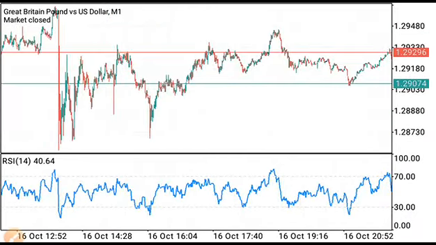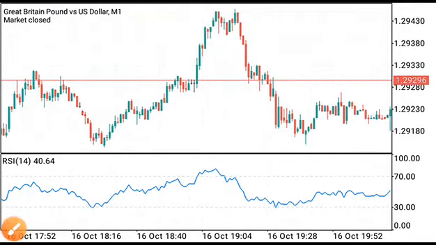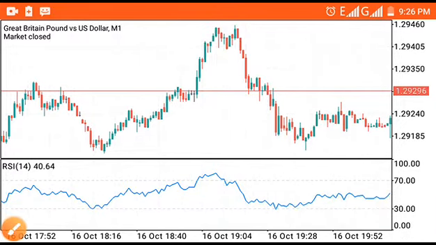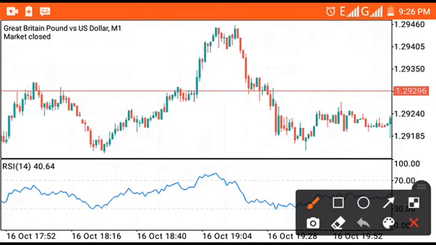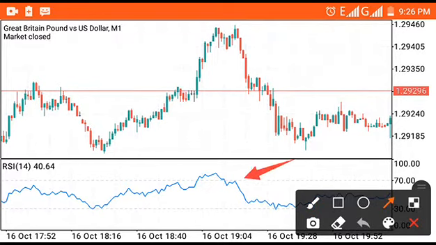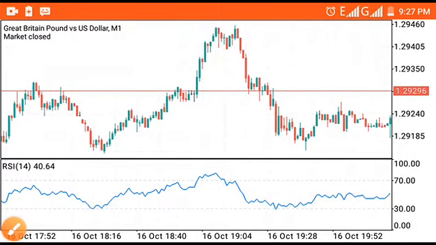Now how do I use this relative strength index? Two things you need to know. The first thing is the overbought territory. The second thing you need to know is the oversold territory. Overbought, oversold. All right.